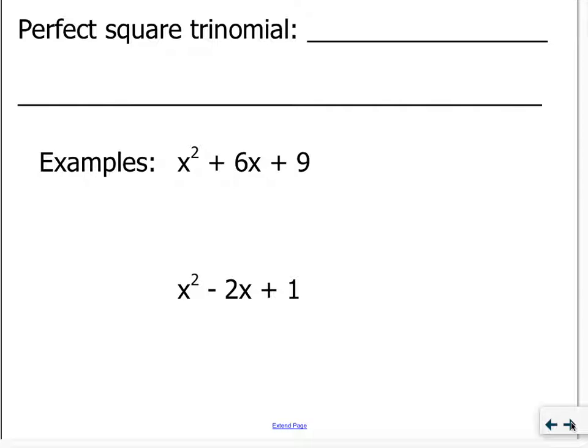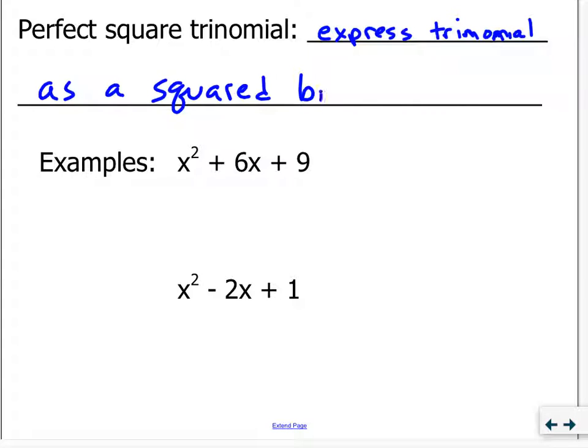So a perfect square trinomial is when you express a trinomial as what we call a squared binomial. So think about the vocabulary there for a minute. We're taking a three-termed expression, a trinomial, and we're going to write it as a two-termed expression squared. A lot easier to show you than just explain it to you.